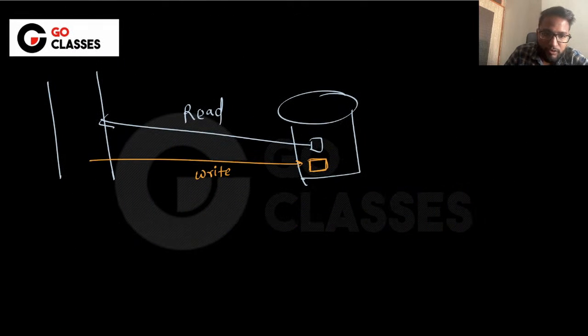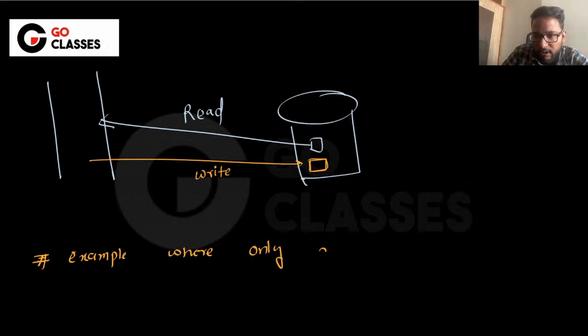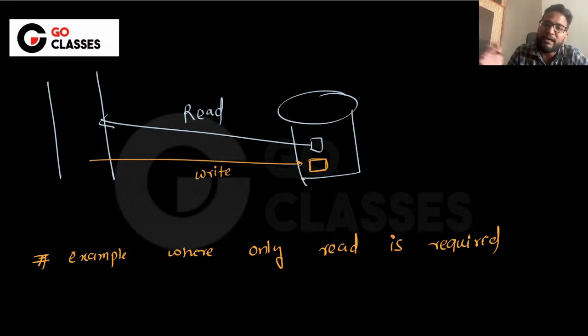Okay. So let's have an example. Example where only read is enough. I mean, there could be many examples. One of the examples is this FAT table, right? In case of the FAT table, we just bring that and we do not write it back. So this is just one example.